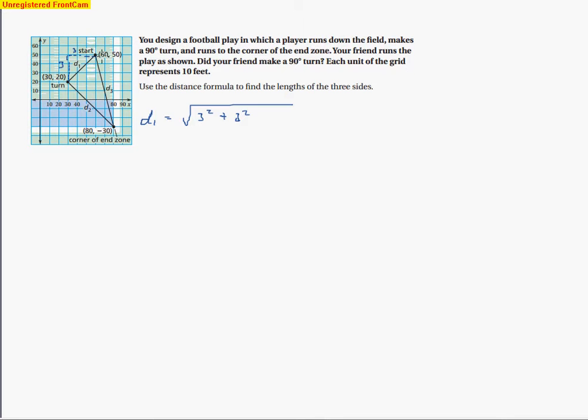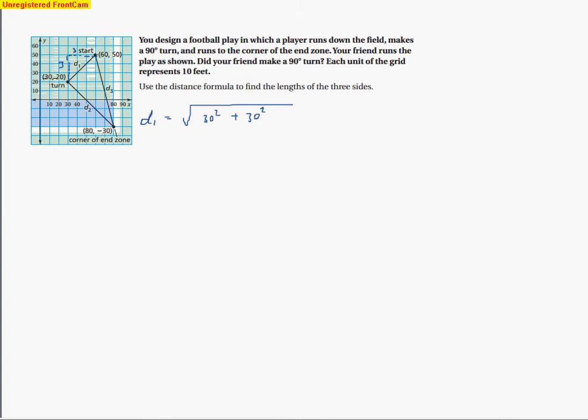30 minus 60 is going to be 30. Since every unit is 10 feet, let's go 30 squared. Let me fix that real quick. It's easier this way. So 30 squared, and then plus 30 squared.